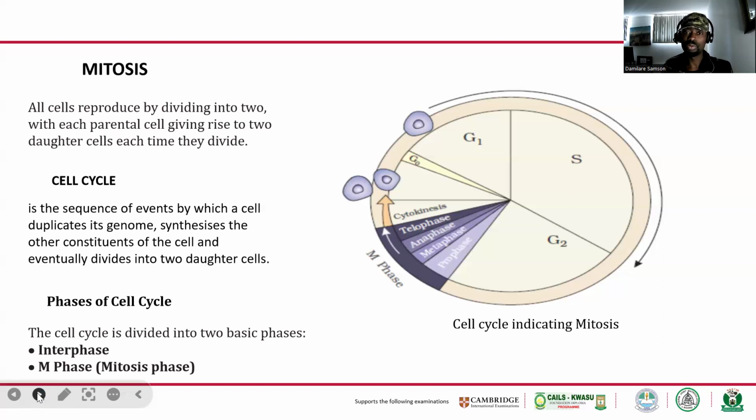During reproduction, there are some organelles that must be very, very active and readily available before cell division can occur. So that's why we say it is a series of events by which a cell duplicates its genome and synthesizes all the other constituents of the cell, what the cell needs to undergo reproduction. And eventually, it will divide into two daughter cells.